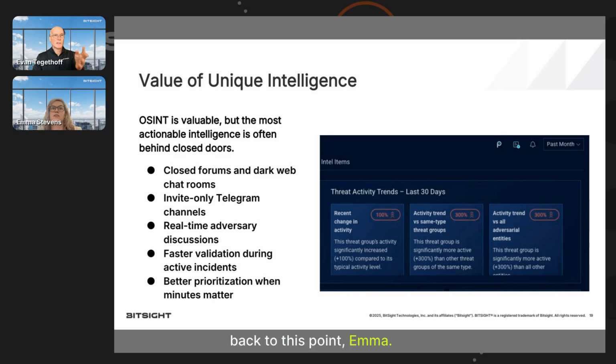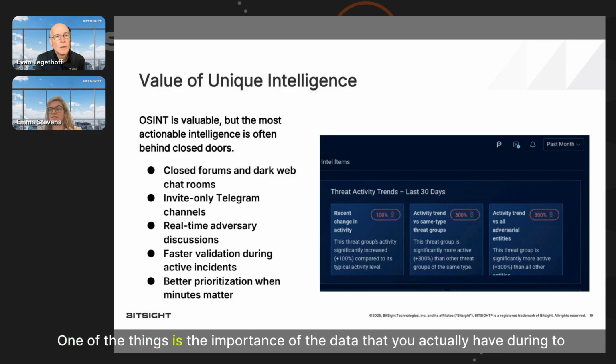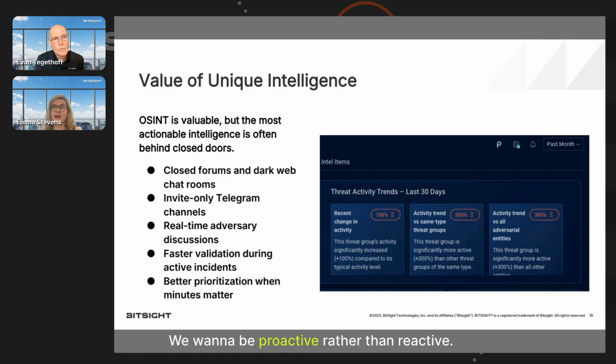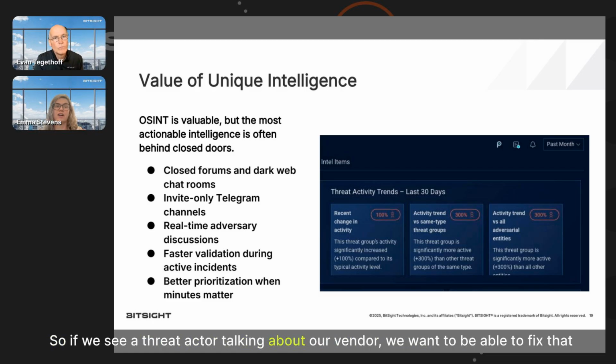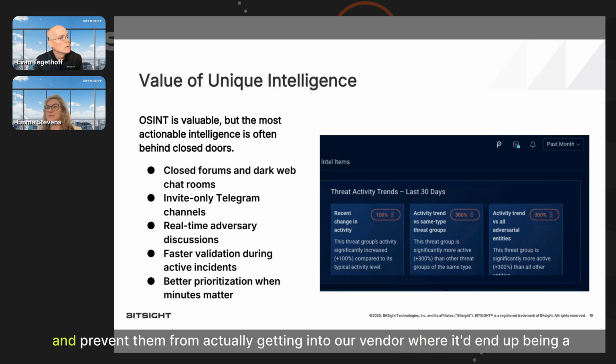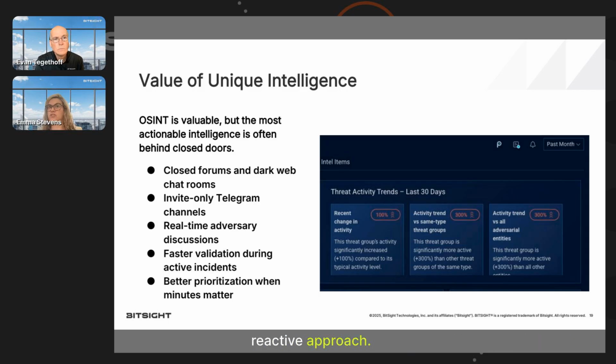Yeah. And then back to this point, Emma. Yeah, it's a great point here. One of the things is the importance of the data that you actually have to prevent an attack. We want to be proactive rather than reactive. So if we see a threat actor talking about our vendor, we want to be able to fix that and prevent them from actually getting into our vendor, where it would end up being a reactive approach.